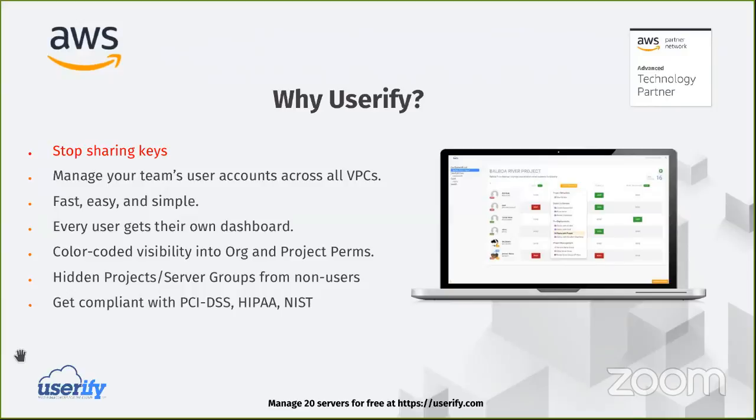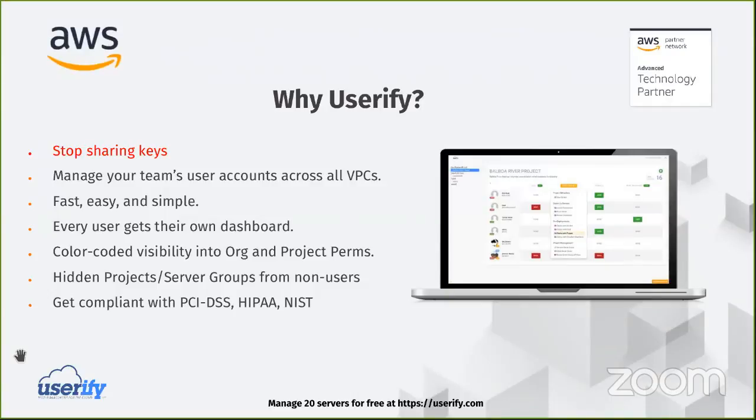Some of the other things that Userify does for you is it also provides color-coded visibility into your organizational and project permissions. As you can see on the screenshot there, you've got red and green for root and user accounts, and then just none is no user account. If you do not have access to a particular server group or to a particular project at all, you won't see them in your list. So your specific dashboard only shows you access to what you actually can log into.